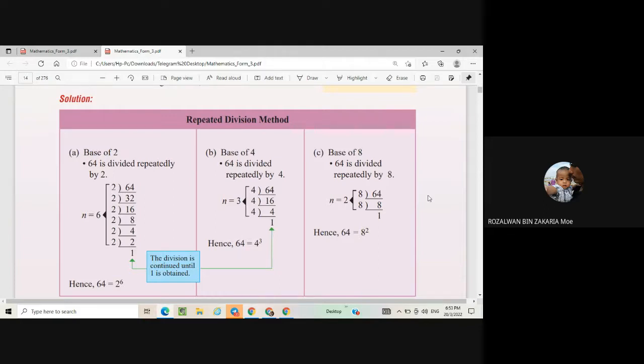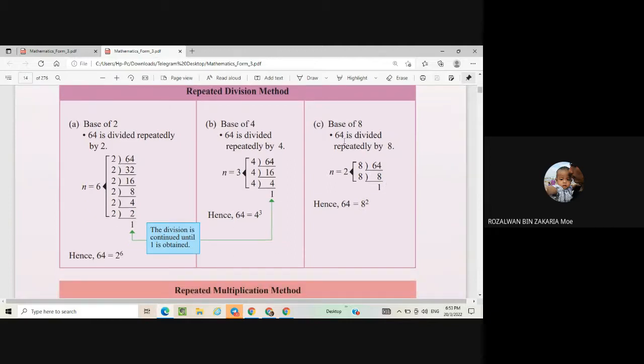And for C, base of 8. So 64 is divided repeatedly by 8. That means 64 you divide with the 8, you get 8. Then 8 you divide with the 8, you get 1. So after you get a 1 here, you stop. Then you can write the answer, write the base first. The base equals 8 because it is base of 8.